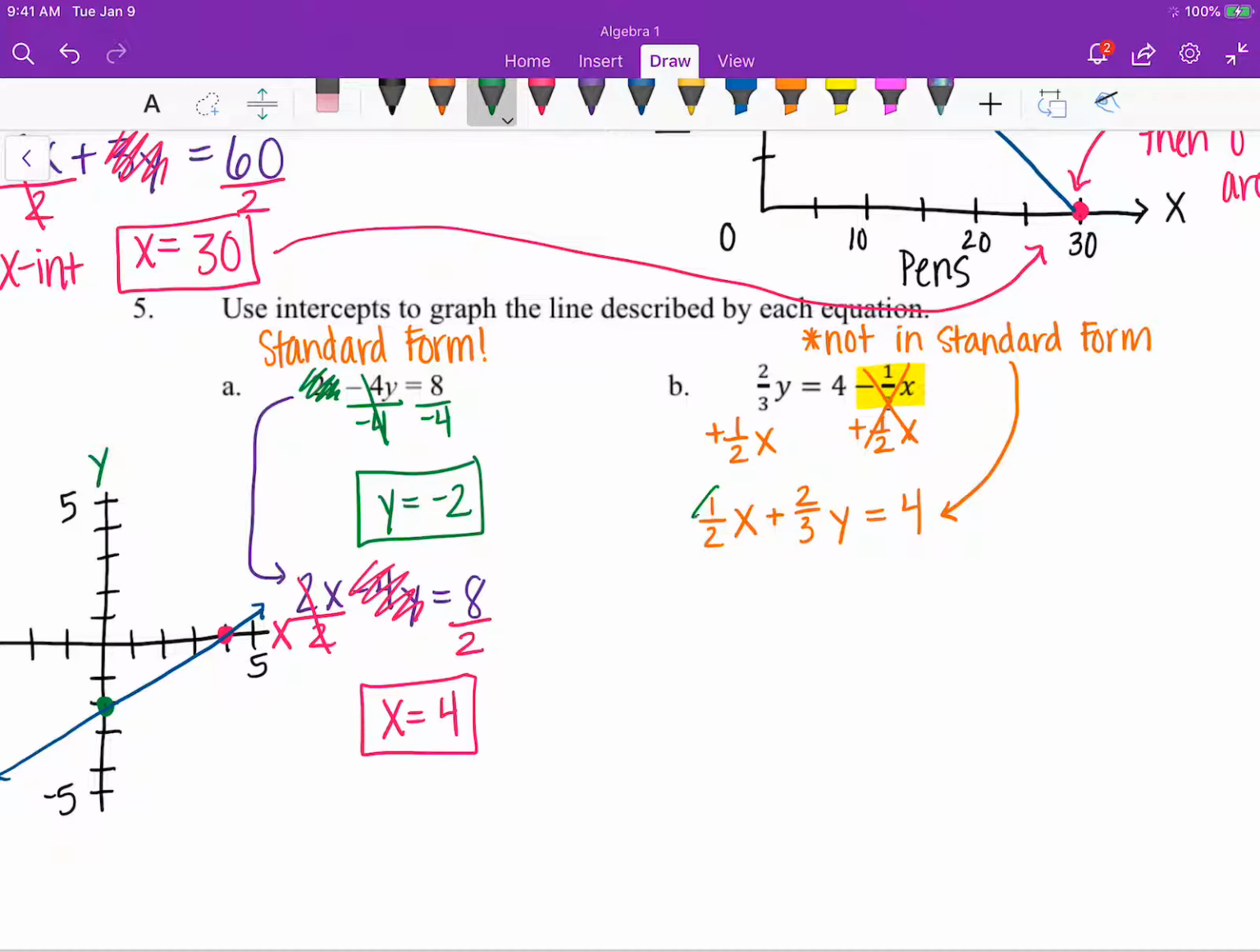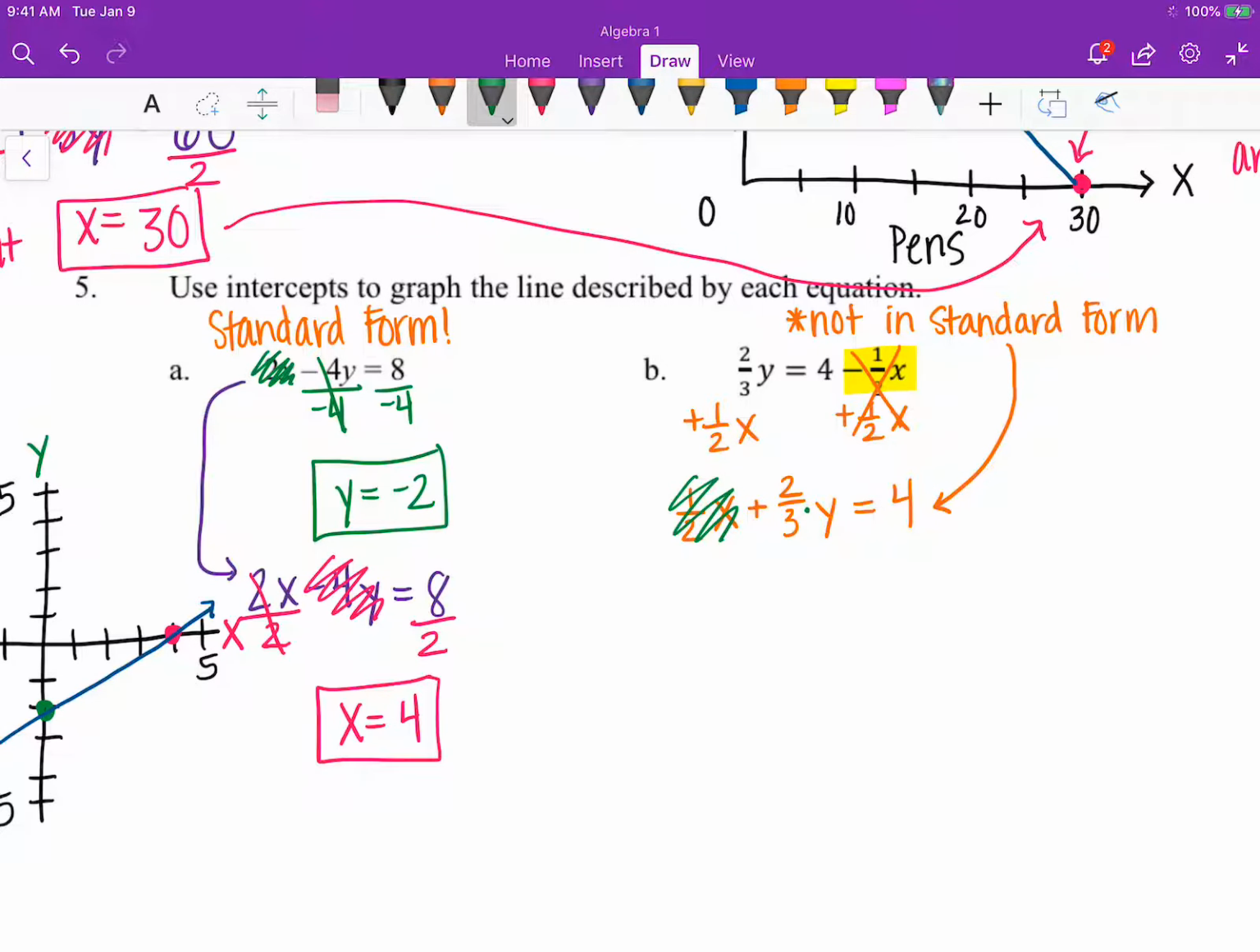So I'm going to cover up the first piece. To get y alone, this one does have a fraction, which is kind of messy, but remember, to get rid of a fraction that's being multiplied by something, you just times by the reciprocal. So I'm going to write times by 3/2 on both sides. 2/3 and 3/2 undo each other. So y equals 4 times 3/2, if you type that in your calculator, is 6. So my y-intercept is 6.